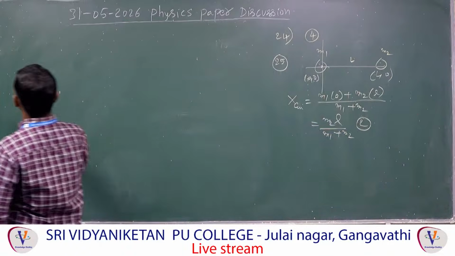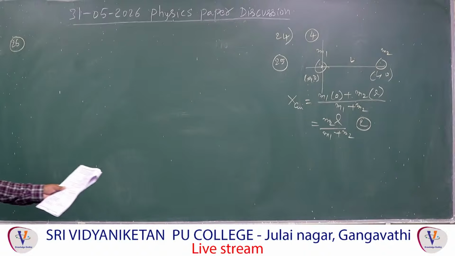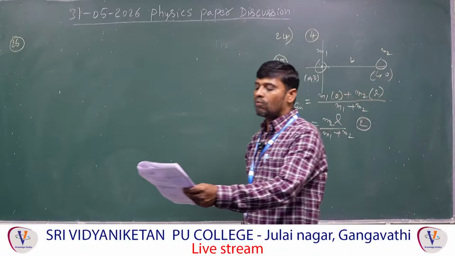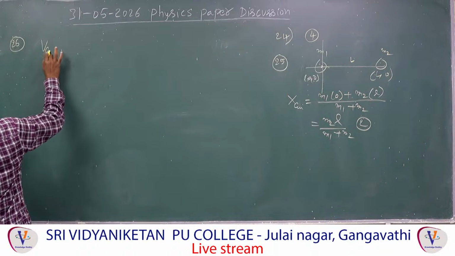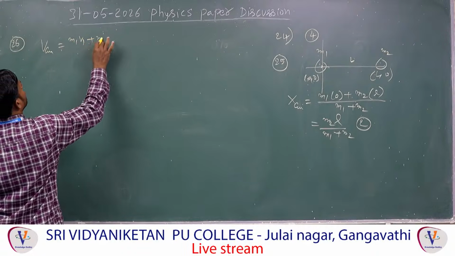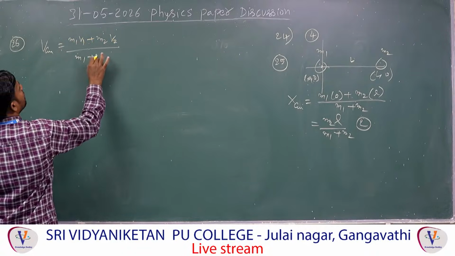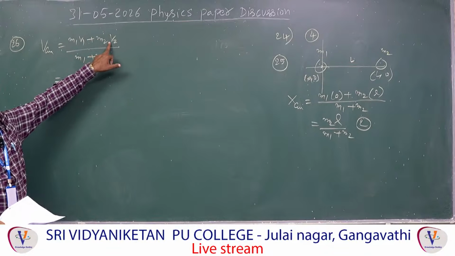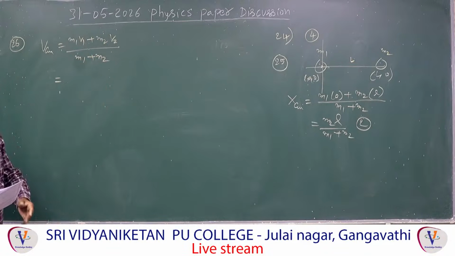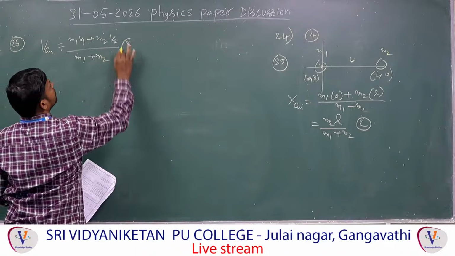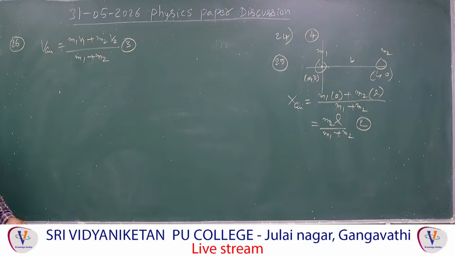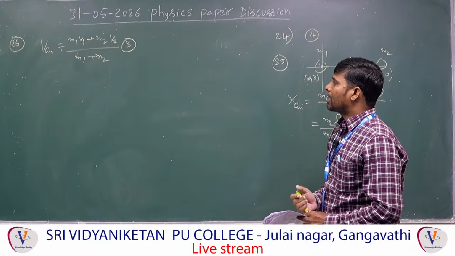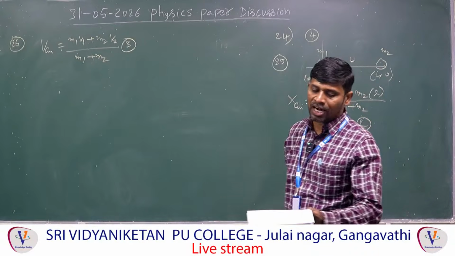Now, problem number 26. Two bodies of masses 6 kg and 4 kg having the velocities are given. What is the value of V CM, the velocity of the center of mass? m1 v1 plus m2 v2 by m1 plus m2. The m1 value is given, v1 value is given, m2 value is given, v2 value is given. Direct question. Substituting, we get the third option.